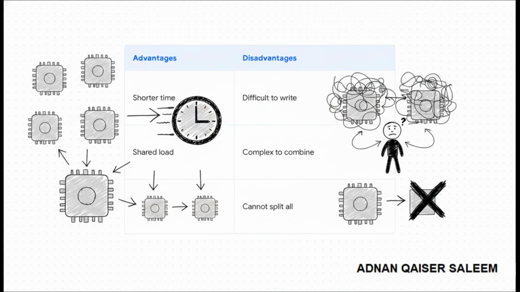But consider the downsides. It is notoriously difficult to write programs for multi-core systems. You have to be super careful to ensure each specific task gets the correct input data. On top of that, all those results from the different processors need to be stitched back together at the end. That's a really complex process that actually adds to your total execution time. And fundamentally, not all tasks can even be split across multiple processors. Some things just logically have to be done one step at a time.